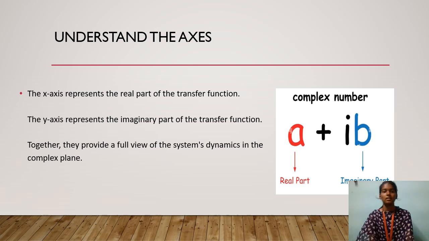Understand the axes. The x-axis represents the real part of the transfer function. The y-axis represents the imaginary part of the transfer function. Together, they provide a full view of the system's dynamics in the complex plane. Complex number: A represents the real part and B represents the imaginary part. The formula is A plus iB.